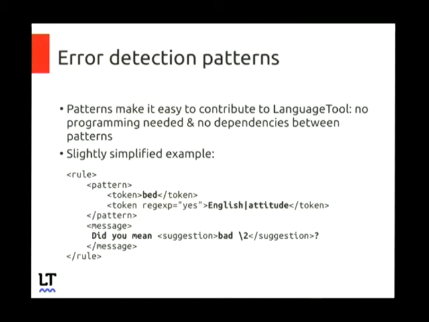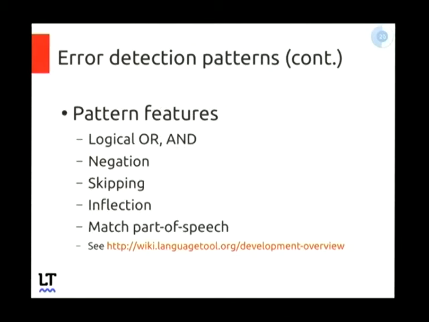So in this example, you have the token "bad", and token is just a technical term for word, followed by the regular expression "English|attitude". So this pattern will just match the example from the first slide, "bad English" and also "bad attitude". And in the message, you then can see that back reference, it will just use that \2 to replace that with "English" or "attitude". So the user gets to see the message, "Did you mean bad English?", for example. Okay, that was a very simple example.